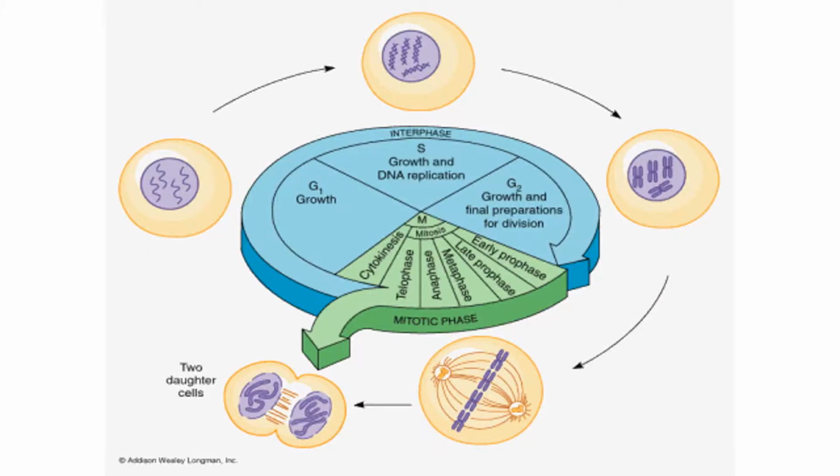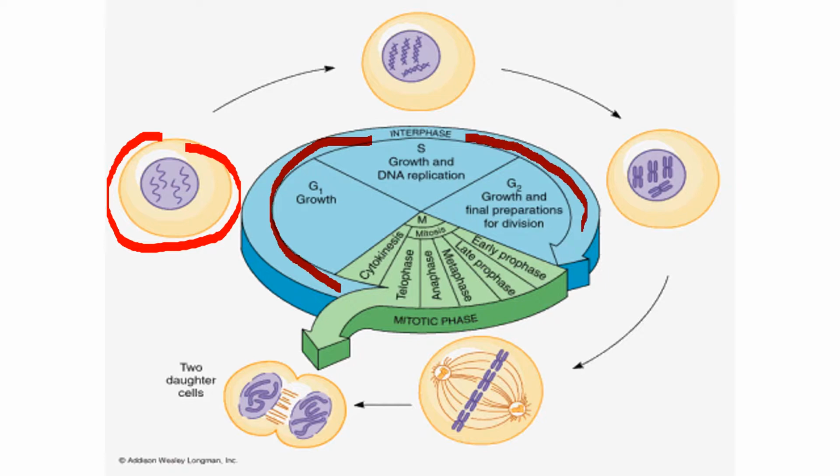This is showing it again. You get one cell in interphase. This blue portion right here is the interphase stage. Now you get into mitosis, this green area. In G1, the cell is doing things. In S, the cell just made a photocopy of DNA, still doing things. In G2, the cell is doing things. And now it's actually splitting into two separate, genetically identical cells.